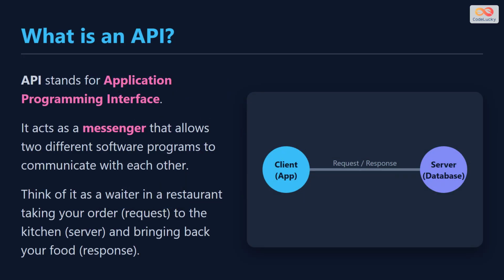First, let's quickly review what an API is. API stands for Application Programming Interface. It is essentially a messenger that allows two different software programs to talk to each other. For example, when your mobile app needs user data, it sends a request to a server. The API takes that request, talks to the database, and brings the response back to your app.